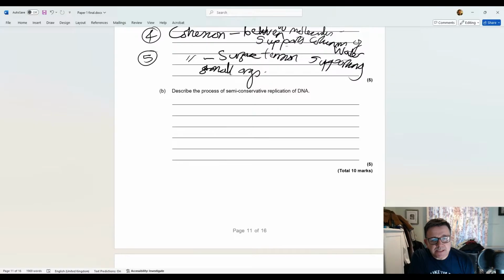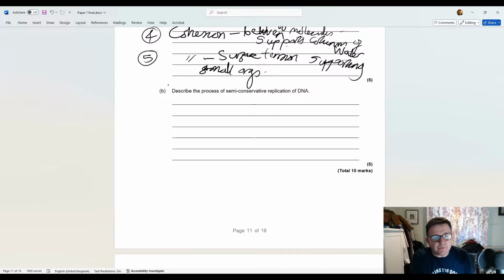Right. Describe the process of semi-conservative replication. So this is the idea that Watson and Crick came up with. Meselson and Stahl actually did the experiments. Okay. Right. DNA. Oh, wait a minute. Oh, I'm having a mare. There we go. No, we're all right. We're okay, guys.